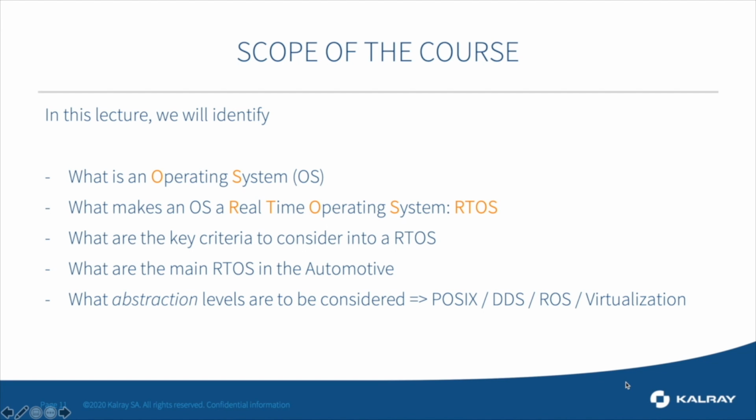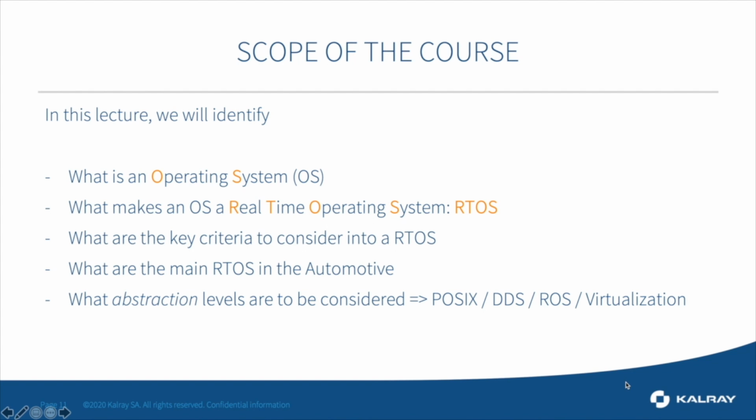So what we will see here is first understanding or summarizing what an operating system is, assuming that a lot of you know that already, so bear with me. What makes, in fact, a real-time operating system, RTOS, and the differences with the OS? What are the key criteria that we will have to consider in an RTOS, so you understand what are the reliability, performance and determinism that you will be able to look at for your optimization?